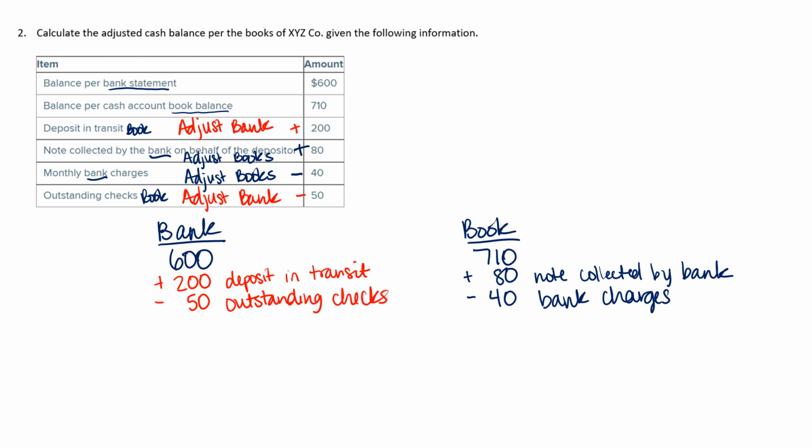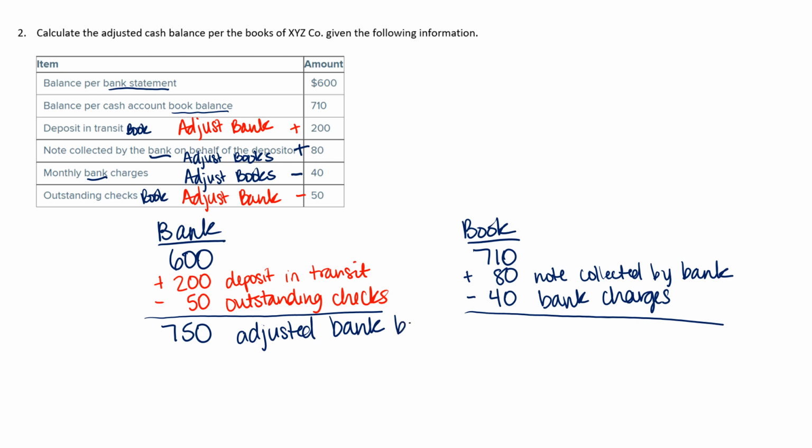Okay, so now that we have all of our adjustments listed, we will just do these calculations. So 600 plus 200 is 800 minus 50, so that's $750 as the adjusted bank balance. All right, and then if we look at our books, 710 plus 80 is 790, minus 40 is also $750 as the adjusted book balance. And we know this is correct because we have come to the same adjusted balance.